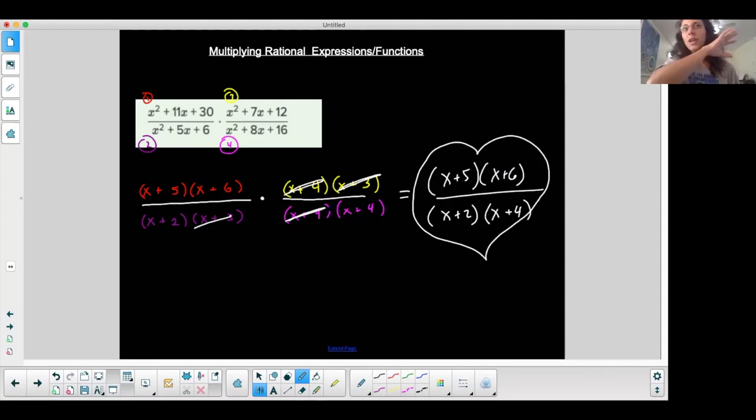So factor everything, cancel anything on the top and on the bottom that has something in common, and then multiply across the top and multiply across the bottom, and you have multiplied your rational expressions. Now, you're going to need to know how to multiply to be able to divide, which is what I want to do in my next video. So make sure you have this down so that you are ready for the next video, okay?